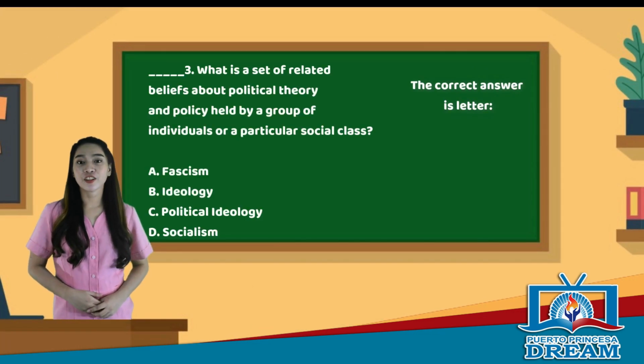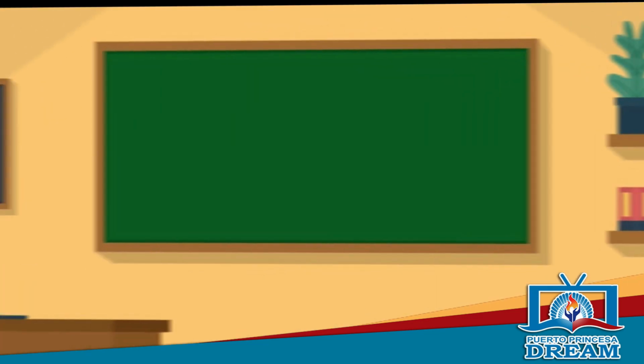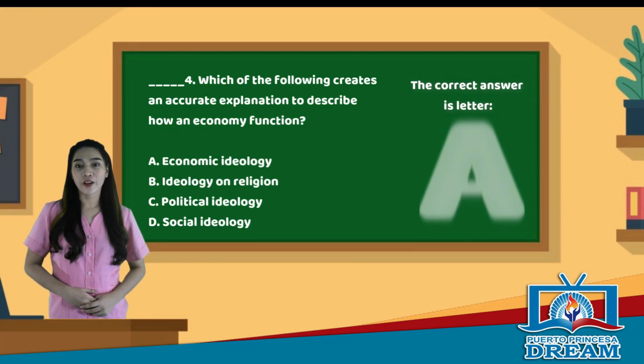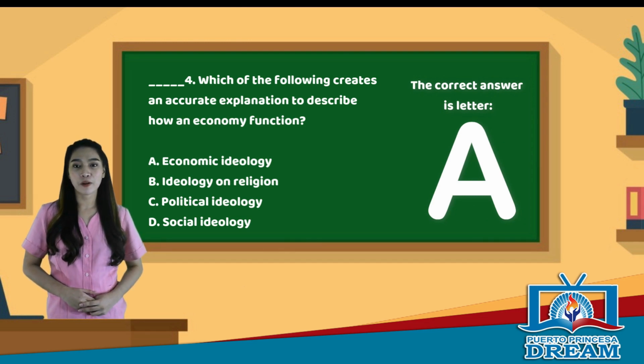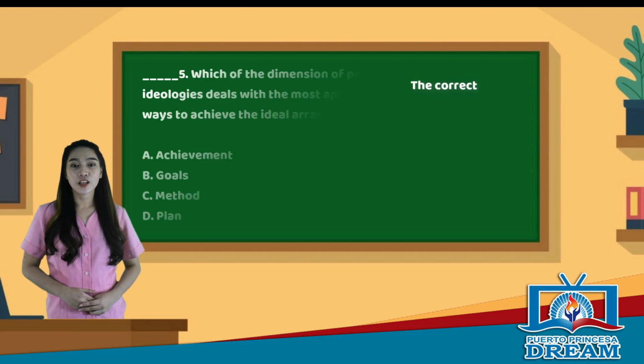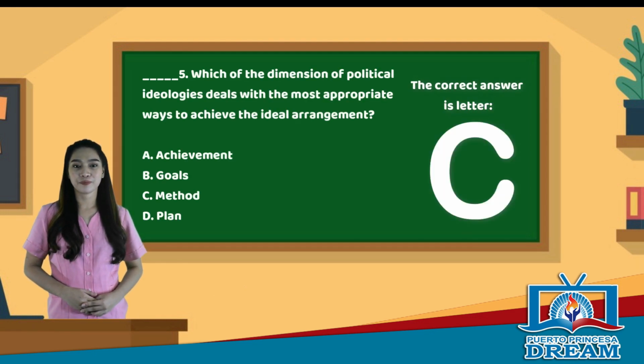Number 3, the correct answer is letter C. For number 4, the correct answer is letter A. Based on the question itself, it talks about economy. And lastly, number 5, the correct answer is letter C, method.